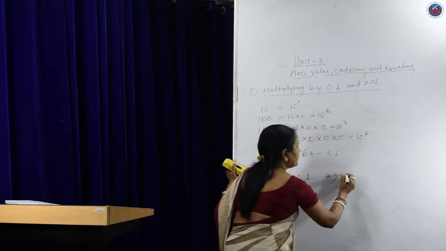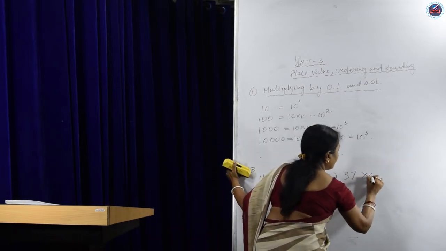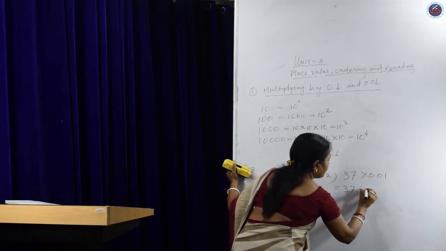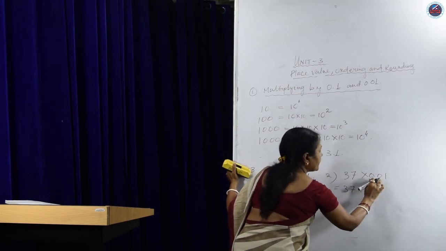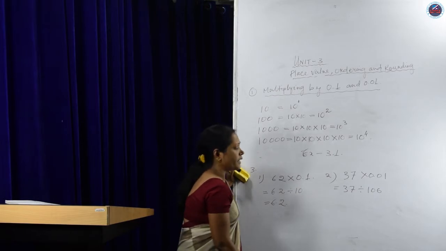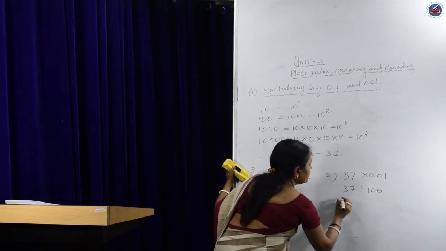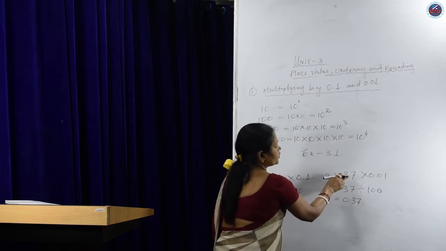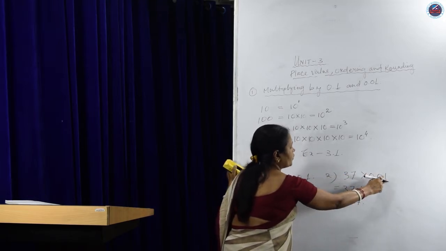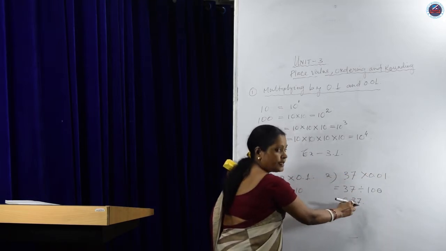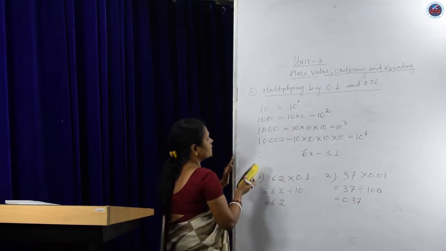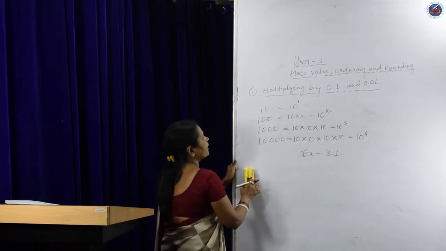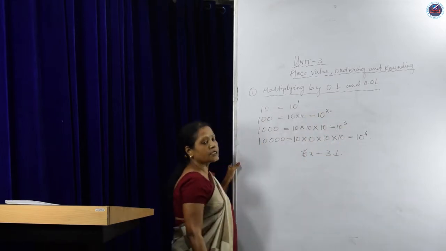Likewise, take another example, like 37 into 0.01. It is the same as dividing the number by 100. Multiplying by 0.01 is dividing by 100. So 37 divided by 100 is 0.37. So 37 into 0.01 is how much? 0.37. So this is the concept of how to multiply a number by 0.1 and 0.01.